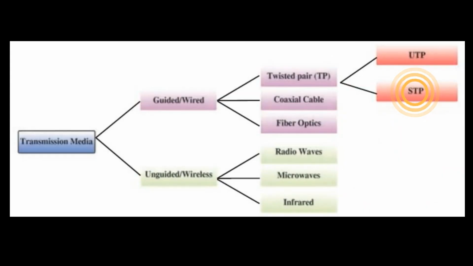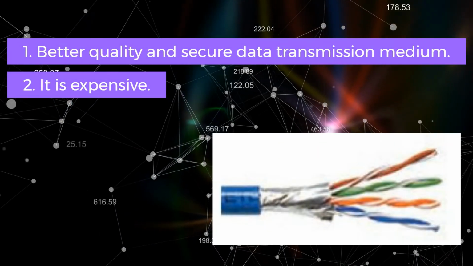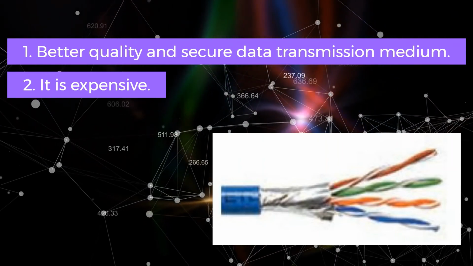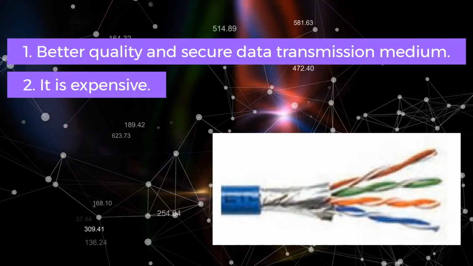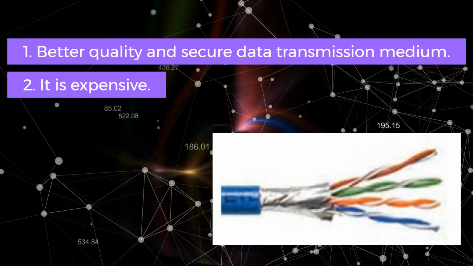The second category of twisted pair is shielded twisted pair. As you can see in the picture, it is better quality and secure data transmission medium. And also, it is expensive than the unshielded twisted pair cable.